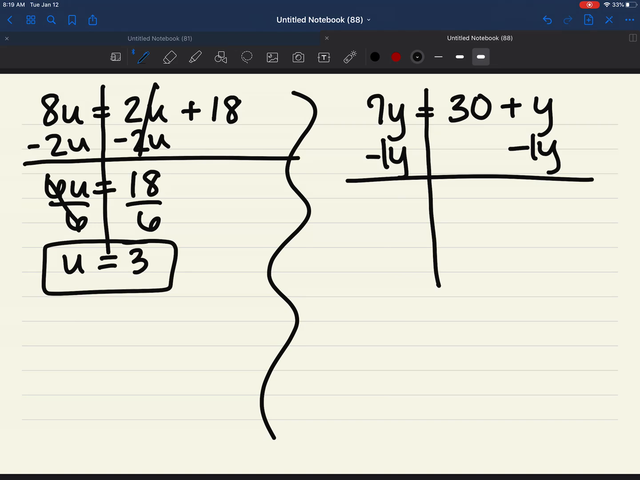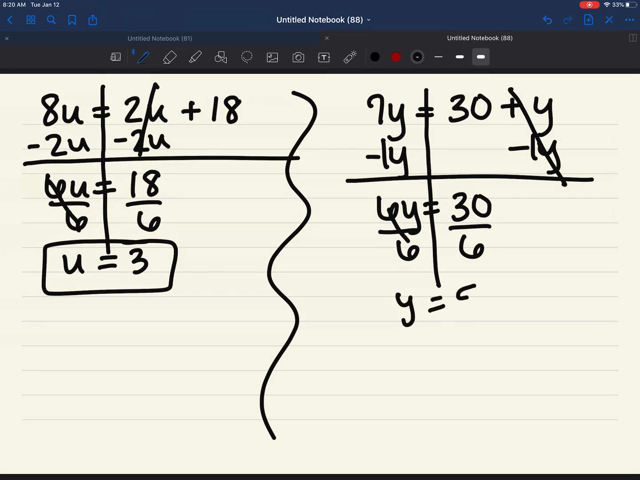So do these two y's cancel? Yes, because they're opposite. What's 7y minus 1y? So I get 6y is equal to what? 30. Okay, and then just like the one before, now I want to separate the number from the variable, so I do what? Divide by 6. What's 30 divided by 6? 5. Good.